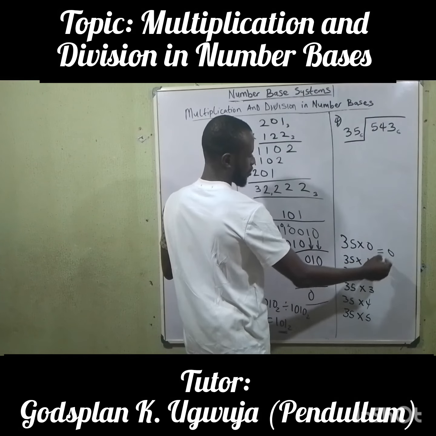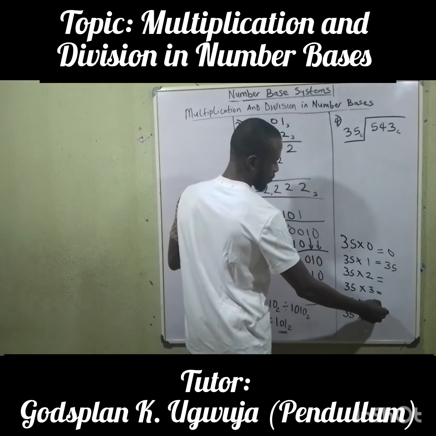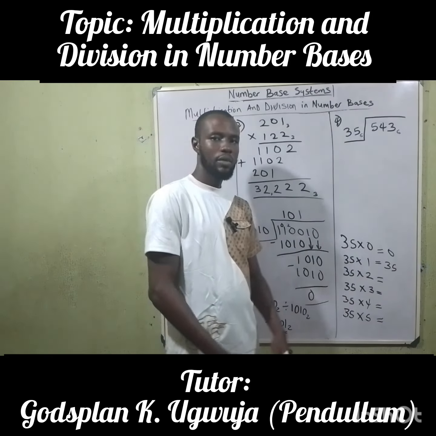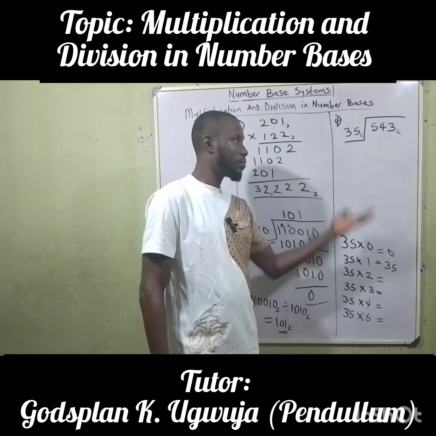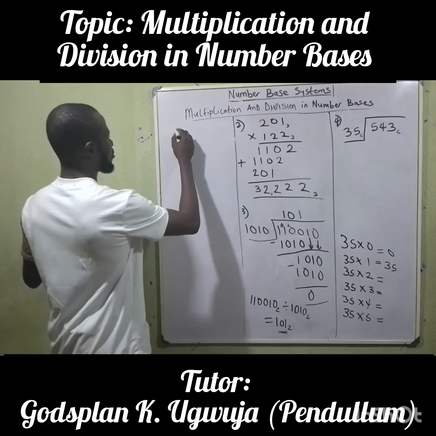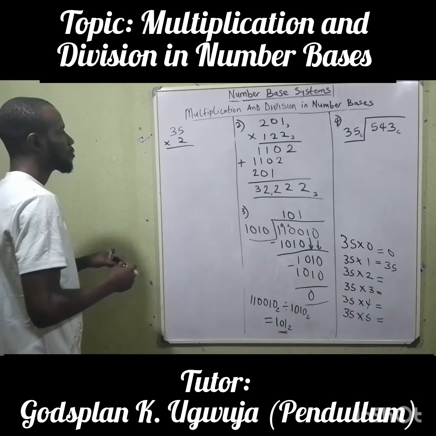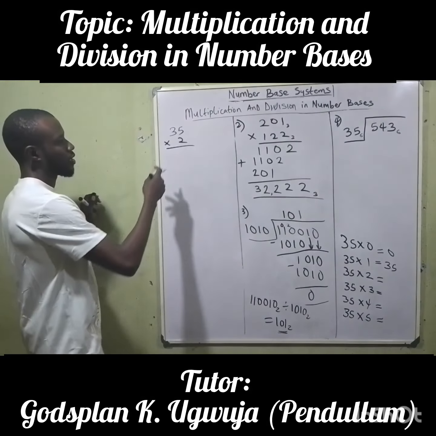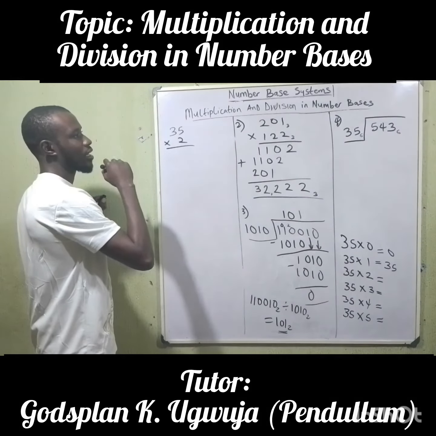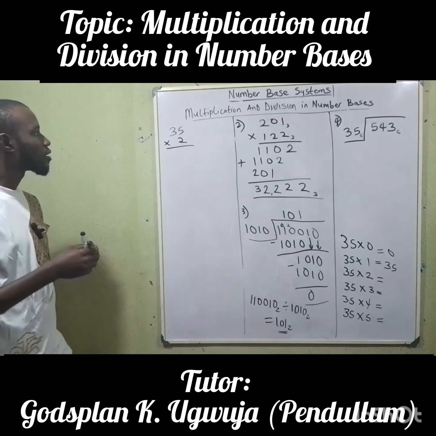Okay, 35 times 0 is 0, obviously. 35 times 1 is 35. Now for these other ones, we are going to have to work it out. Okay, I can write 35 here because this is a base 6 number. But by the time I do 35 times 2, let's see if it's a base 6 number. 2 times 5 is 10, right? Now 10 is not a base 6 number, is it?